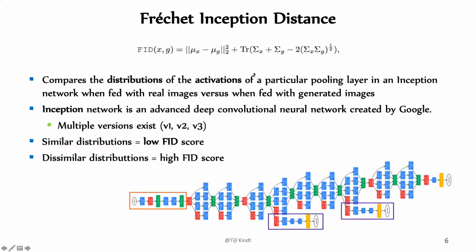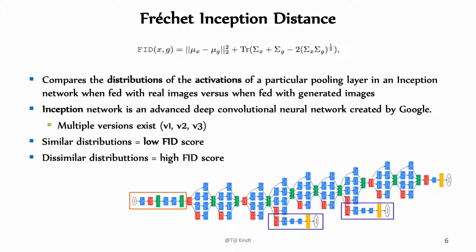I'm not going to go into the details too much, but what we can do is we feed the generated images and the real images through what is called an inception network, which is shown here. This inception network has a couple of layers, one in particular, the third pooling layer, which we can use to compare the real images and the generated images. So what we're comparing is the distributions of the activations of this particular pooling layer.